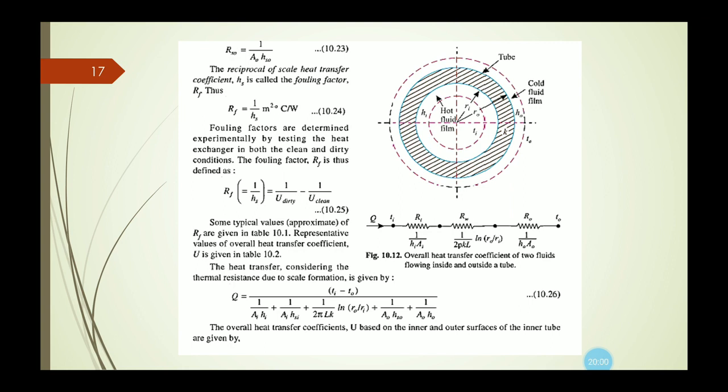Now these fouling factors are determined experimentally by testing the heat exchanger in both the clean and dirty conditions. So this is the concept to find the fouling factor. Based on this concept, Rf equals 1 by Hs, which equals 1 by U dirty minus 1 by U clean, where U is the overall heat transfer coefficient. So Rf, the fouling factor, equals 1 by U dirty minus 1 by U clean.